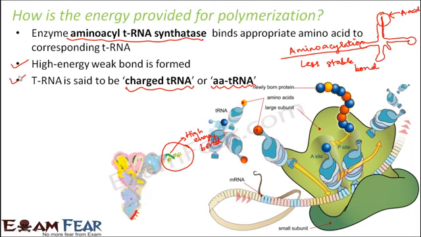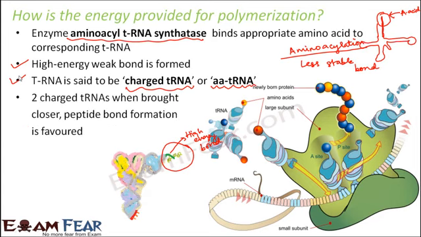So charged tRNA means that the tRNA has amino acid attached to it. So that is called a charged tRNA. Now when it starts moving towards the ribosome, that is towards the mRNA, what happens? Two charged tRNAs come closer to each other. So here you see this is one tRNA, this is another tRNA. So when they tend to come closer to each other, what happens?